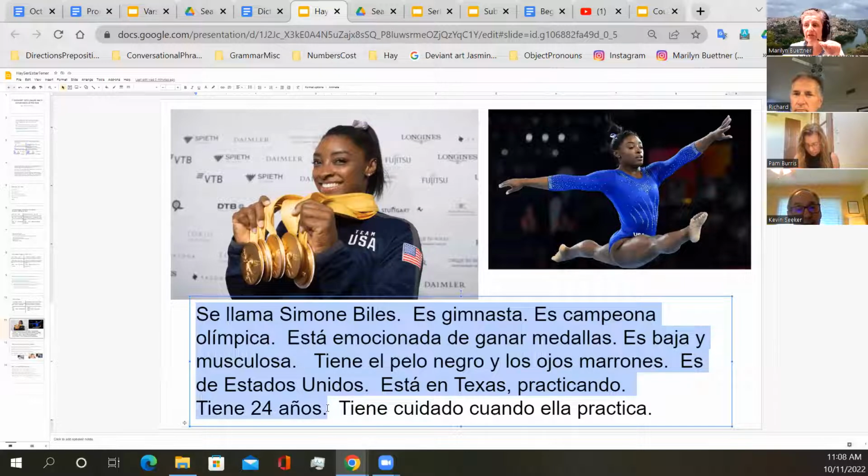Tiene 25 años. This is one of those special forms of have. I know you have years. Tiene 24 años. I probably need to change it to 25. Tiene cuidado cuando ella practica. She is careful when she practices. She has to. So I'm going to show you that whole thing because you see in practice how we use these 3 different verbs.